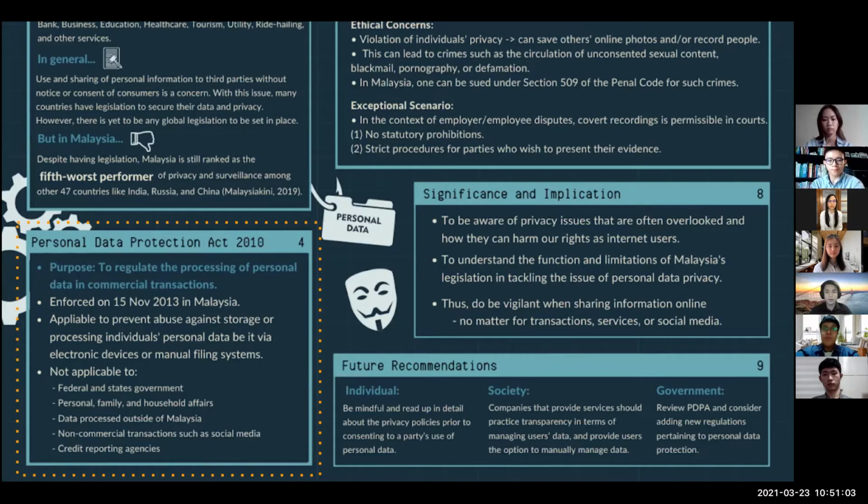As stipulated under the PDPA, users need to be protected to prevent any form of abuse against the storage or processing of personal data of individuals, whether it may be in electronic devices or manual filing system. However, the PDPA does not apply to several situations. For example, the federal and state government, personal, family, and household affairs, and any data that's processed outside of Malaysia and non-commercial transactions such as social media and credit reporting agency.